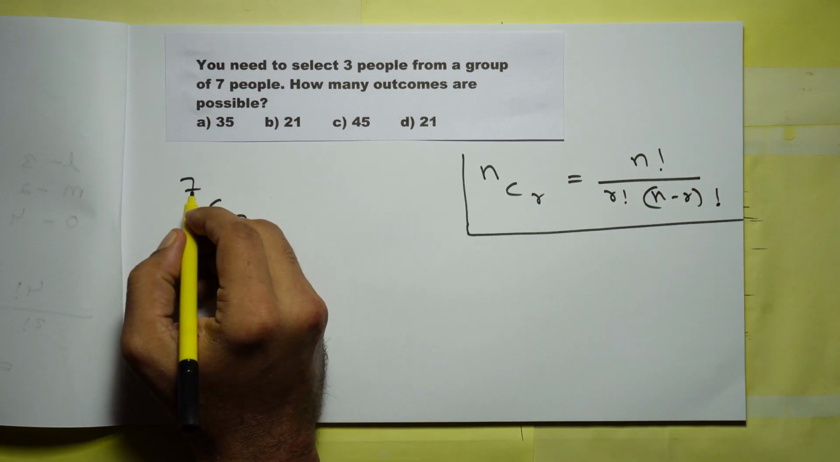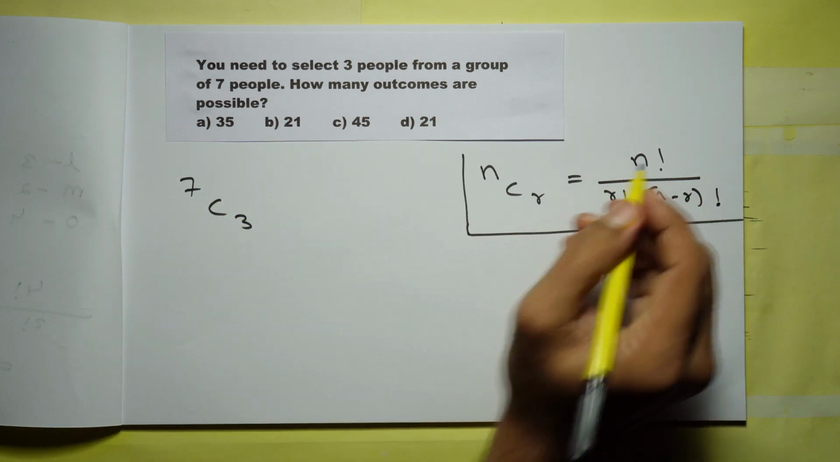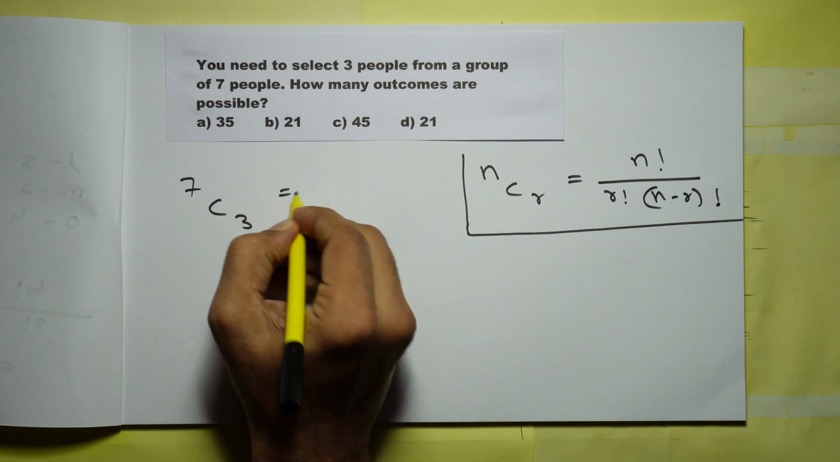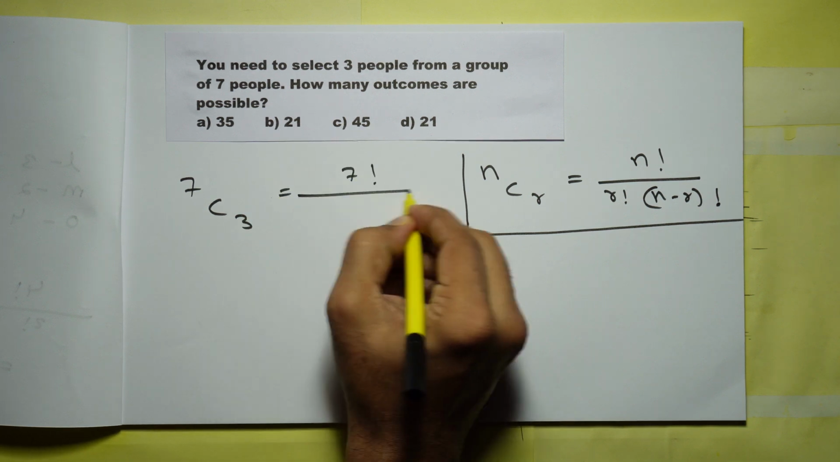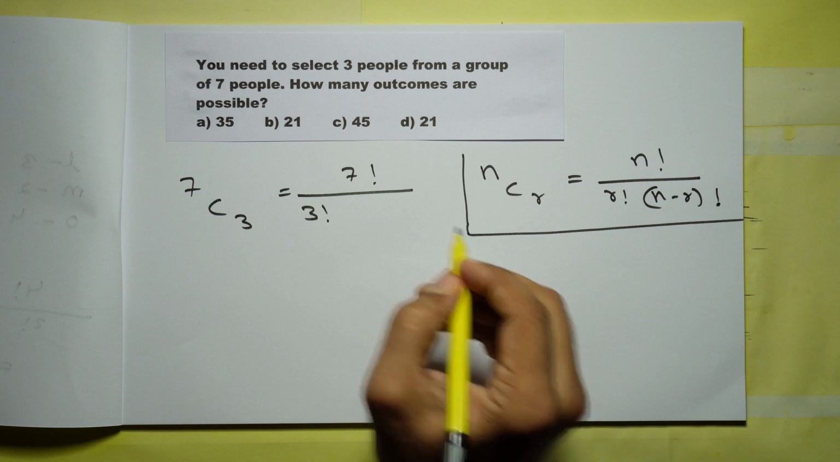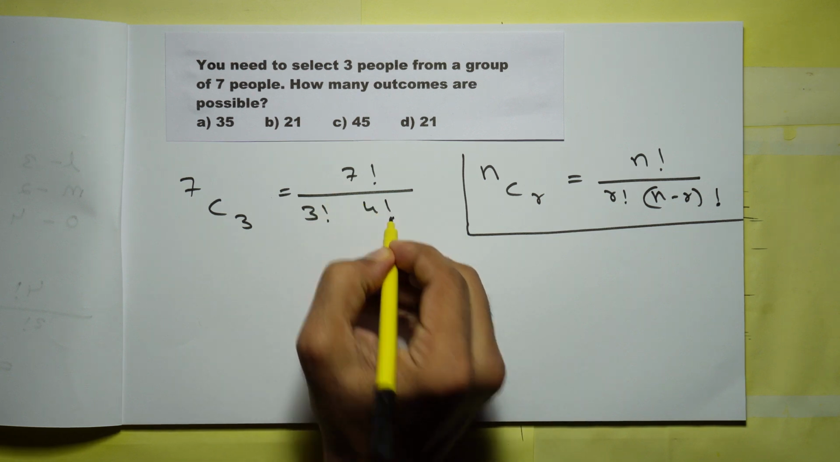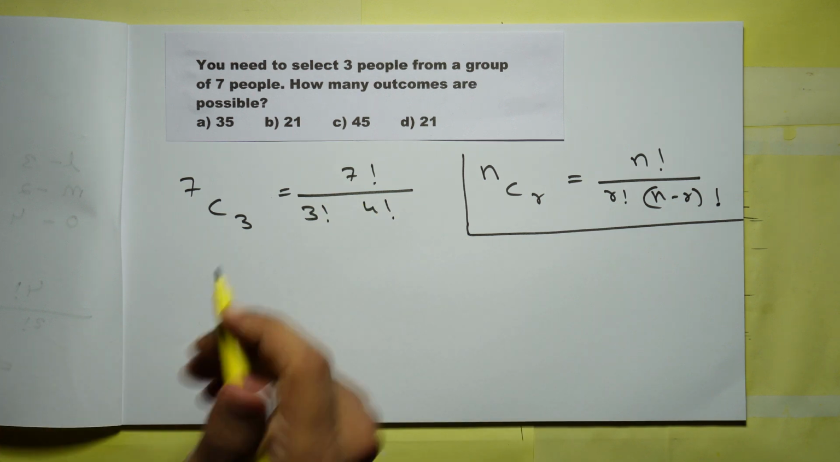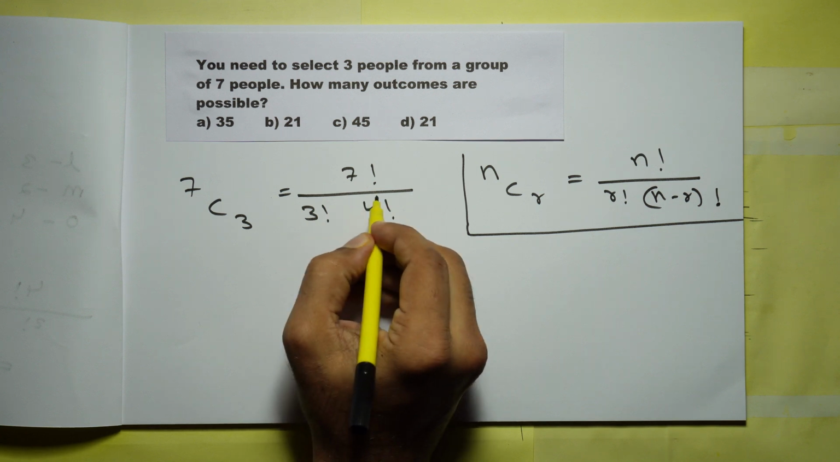So here n is equal to 7. 7 people are there, out of which 3 of them are to be selected. So there will be 7 factorial by 3 factorial into 7 minus 3, that is 4 factorial. Now there's a slightly easier way of calculating this.